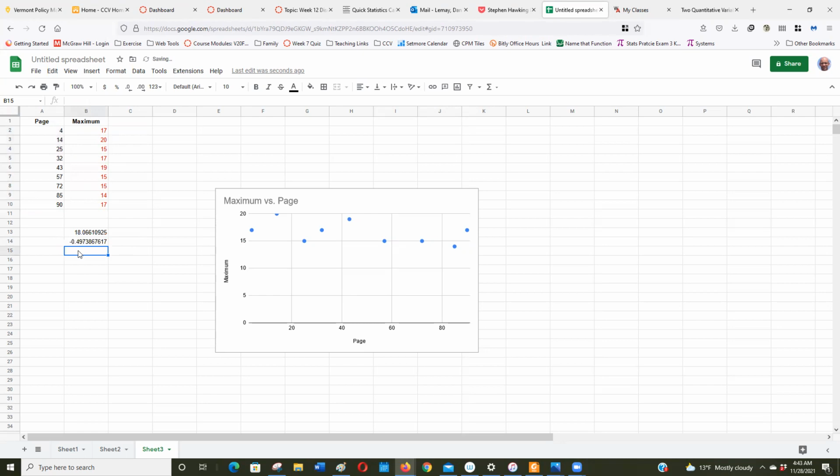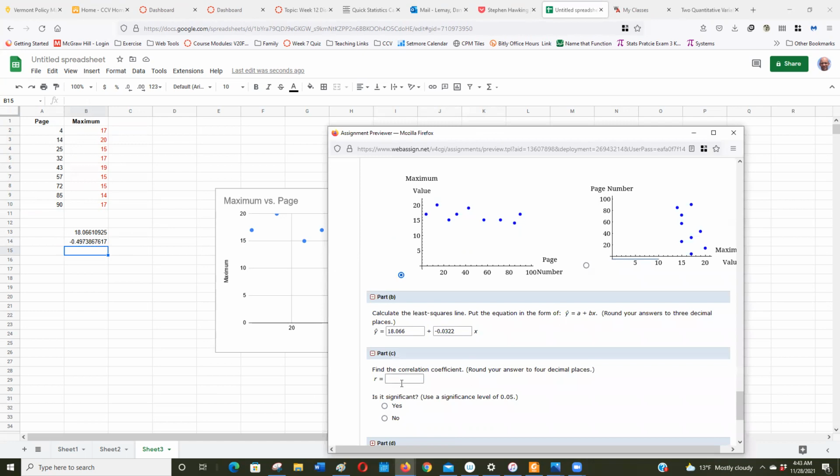So that correlation is negative 0.4974, it looks like. Negative 0.4974. And then, is it significant?